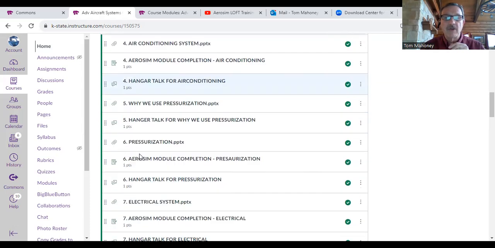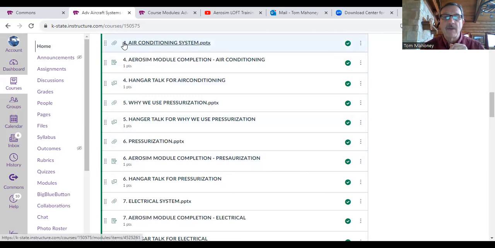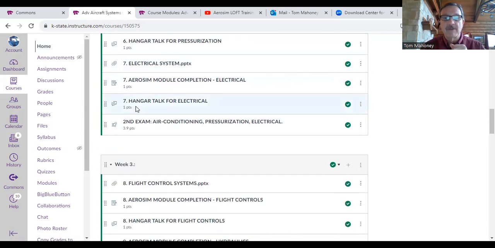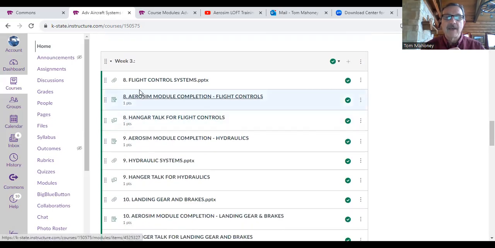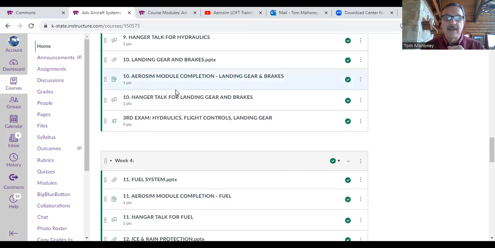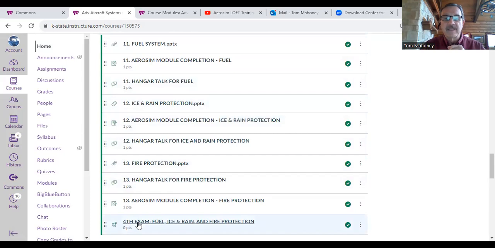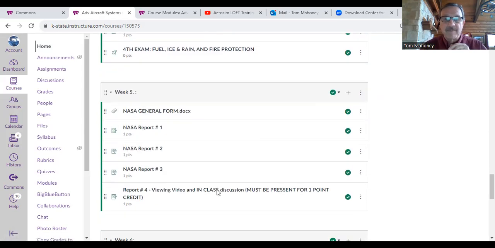Then you go to week number 2, same thing again, only different systems laid out exactly the same way for simplicity. And at the end of week number 2, you take your second exam. Then week number 3 is the same thing. And right down through week number 4, when we'll finish up the 4th exam on systems, you're halfway through the class. Now the fun starts.